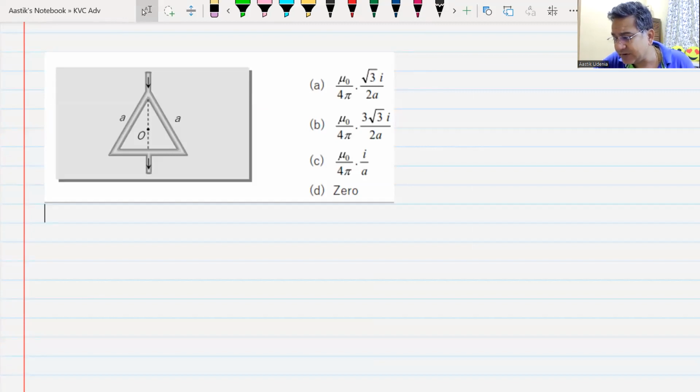This is the first one. What is the magnetic field at the center O in this case? This is the question from the sheet only. First question from the sheet. 0, sir. 0. I have already discussed this question. Yes or no? You understand this? Yes, sir.